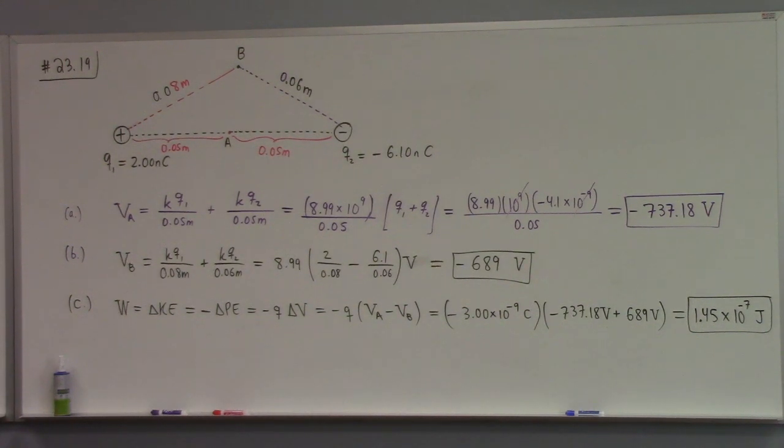Let me check in the back of the book. See what we got. 19 point part C is 1.4 times 10 to the minus 7 joules. All right, so there's that. Let me see how I'm doing on time at the moment. We still got plenty of time.